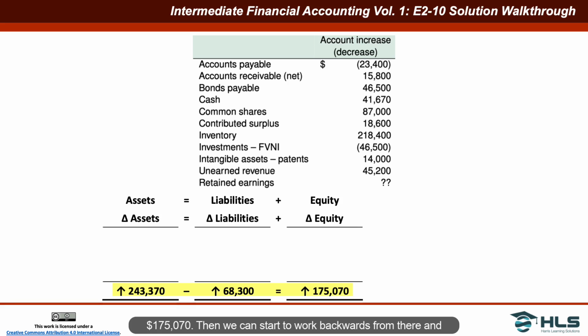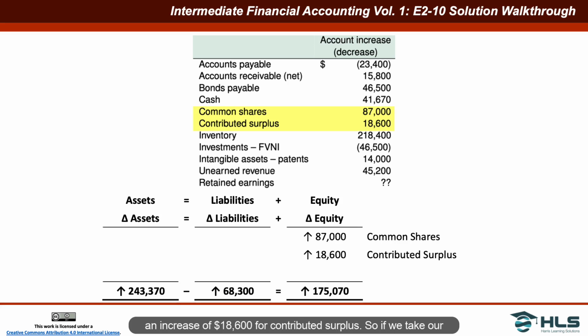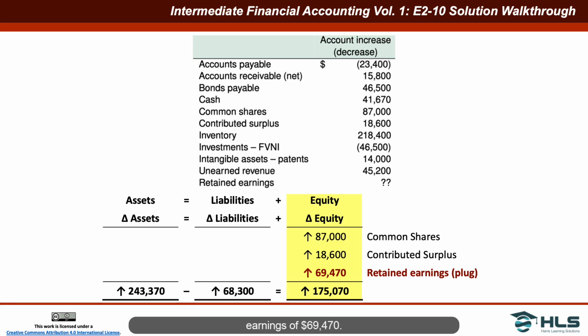$175,070. Then we can start to work backwards from there and deduct any of the changes associated with the common shares, which we have, and the contributed surplus to figure out the retained earnings. In the list, we have an increase of $87,000 for common shares and an increase of $18,600 for contributed surplus. So if we take our increase in equity of $175,070 and subtract the increase in common shares and contributed surplus, we end up with an increase in retained earnings of $69,470. In essence, we use the ending change in equity and the contributed surplus and common shares accounts to plug the missing retained earnings balance.